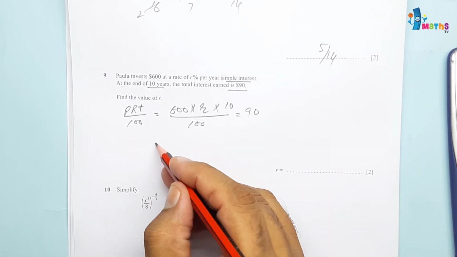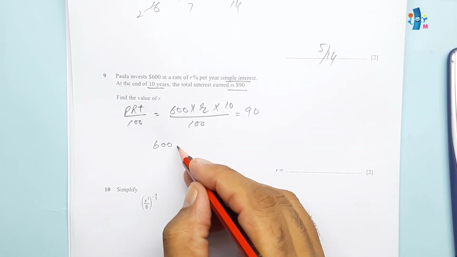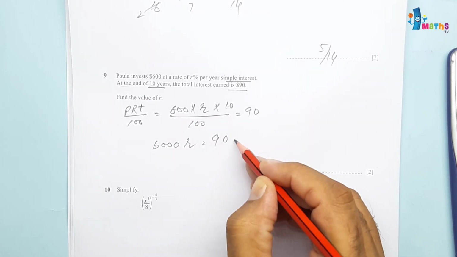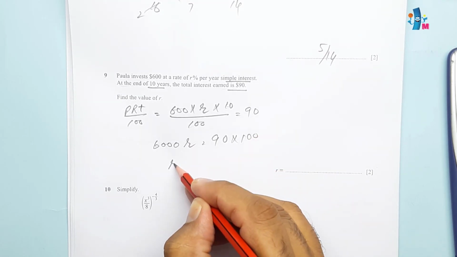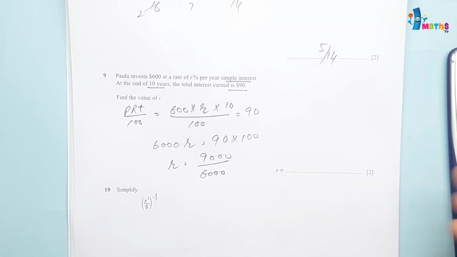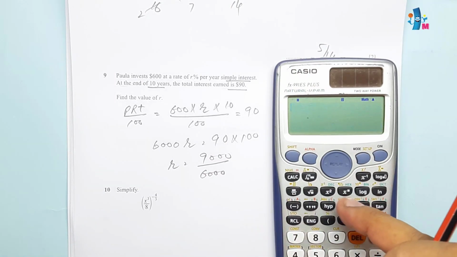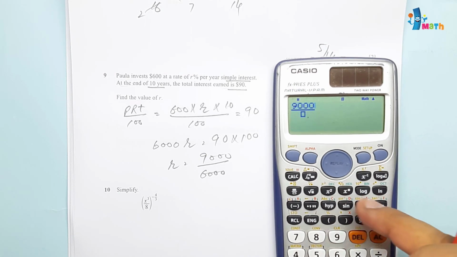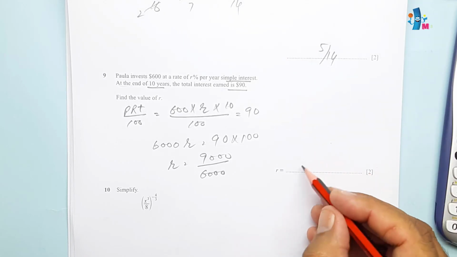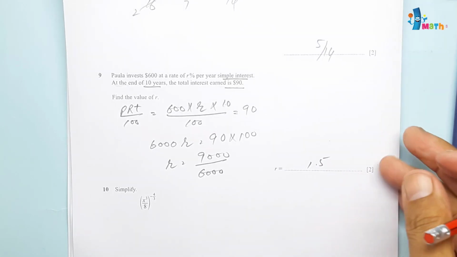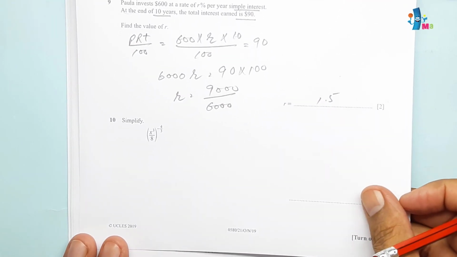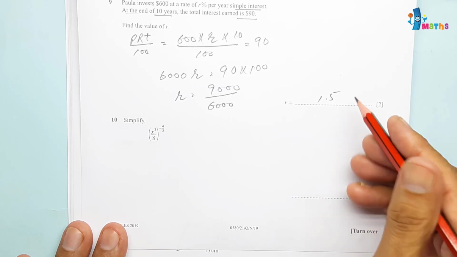So we can simplify this, cross multiply 600. Basically this into this will be 6000. R will be equal to 90 multiplied by 100. So R will be equal to 9000 divided by 6000. 9000 divided by 6000, this will be equal to 1.5. So R is equal to 1.5, basically percentage, or 1.5%.